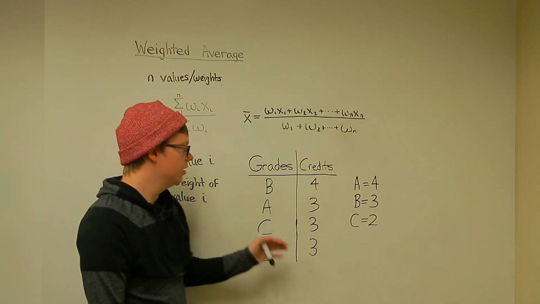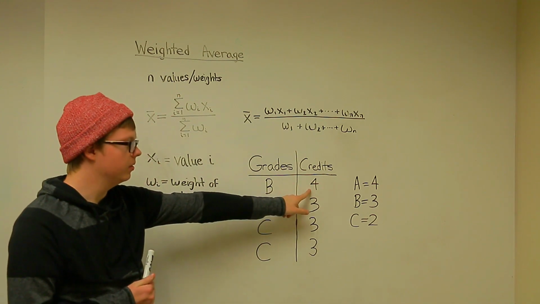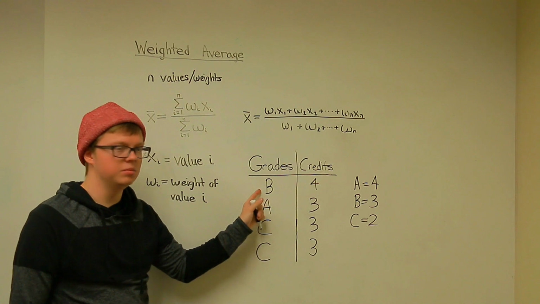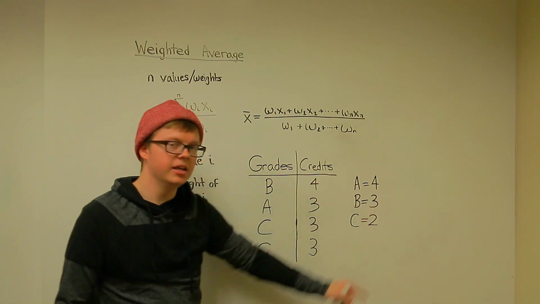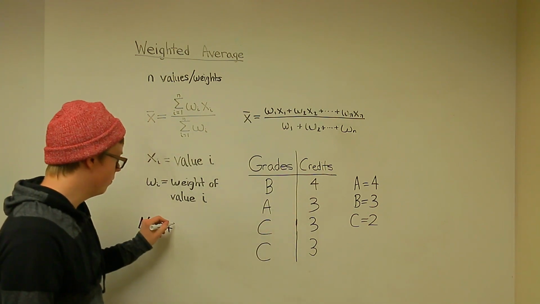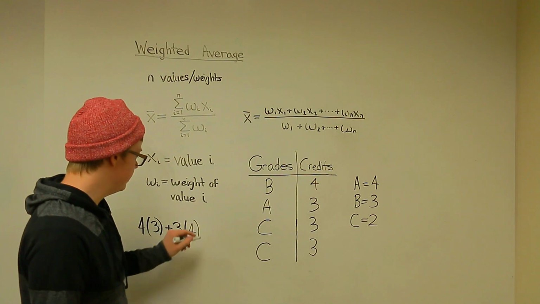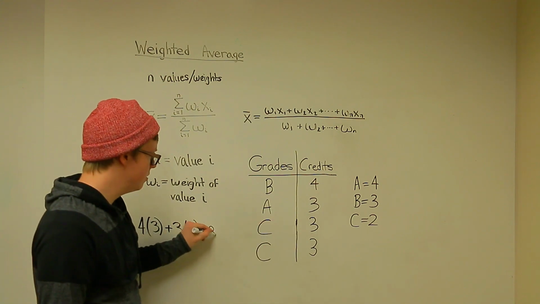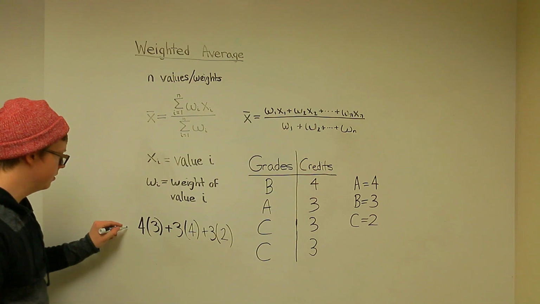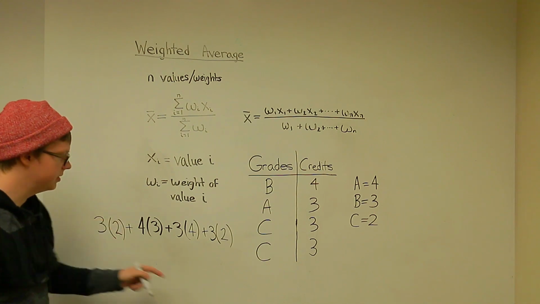So what we could do to calculate this weighted average is multiply the weights times the x values. Our first weight is 4, and we multiply that by the x value that goes with this B. So the value towards your GPA for a B is 3. Then we have a weight of 3 for this A, and an A is worth 4. Then we have another weight of 3, and this C is worth 2 for the GPA. And then I'll add it over here to save some space. Again, we have a weight of 3 credit hours, and the C adds 2 to your GPA.